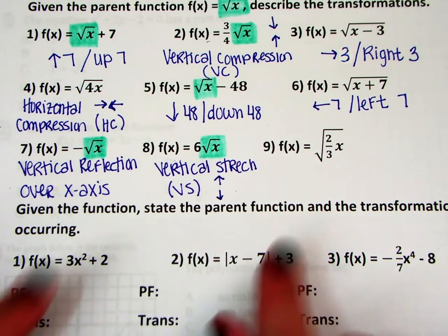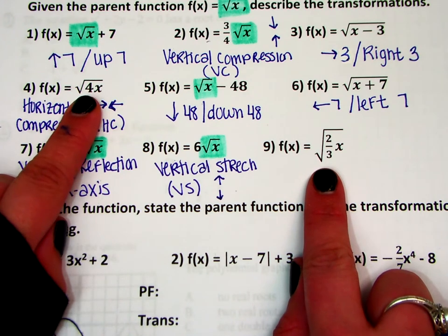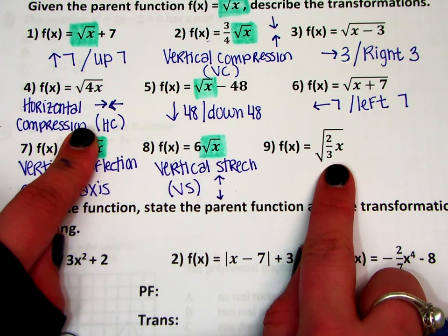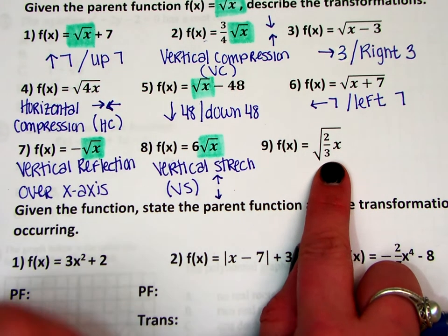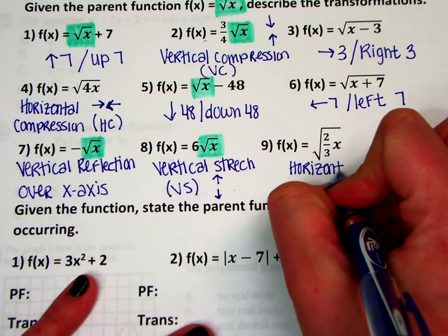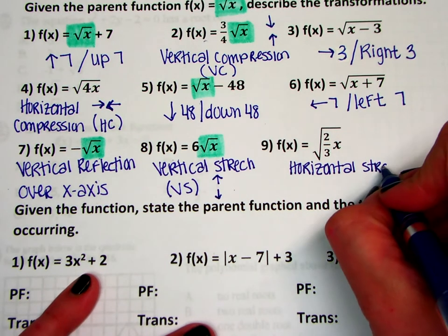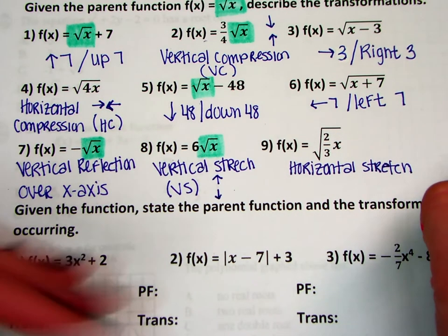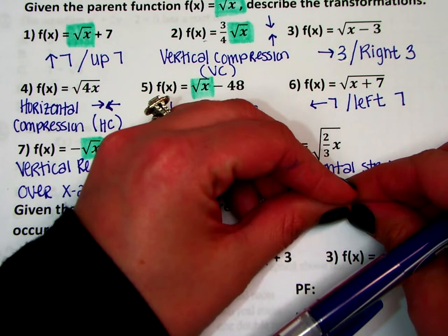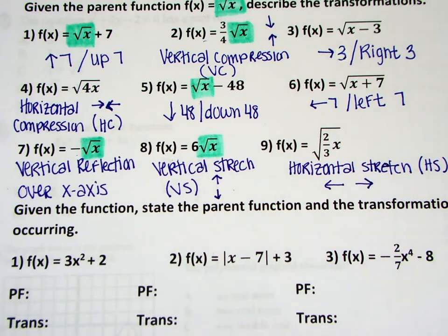Okay, and for the last one, this is kind of the opposite of number 4. If the number is larger than 1, then it's a horizontal compression. If it's inside of the function and is greater or less than 1, it's a horizontal stretch. So this is called a horizontal stretch. It would help, again, if I could spell. Let's see, there we go. So it's a horizontal stretch. You can abbreviate that as HS. And horizontal stretches pull it horizontally. So the function is kind of moving this direction.